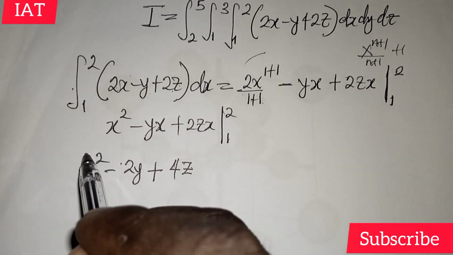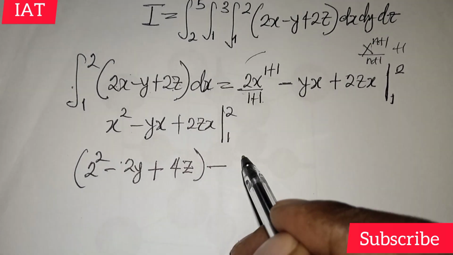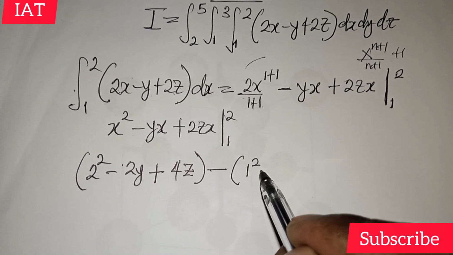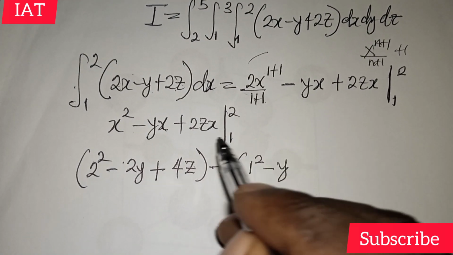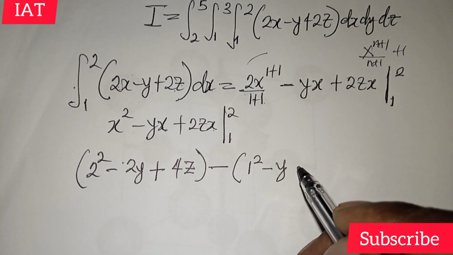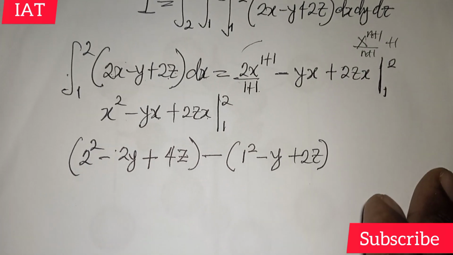Right, so you could just put this in a bracket because we need to subtract it from when you plug in 1. So let's plug in 1. We have 1 squared minus y, because 1 here times y is y, and then here if you plug in 1, 2 times z, we have plus 2z. Alright, so this is what we have.